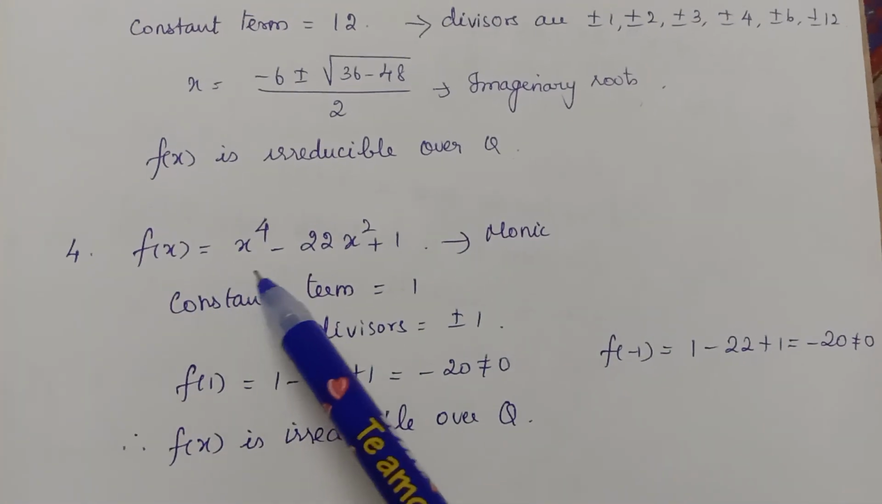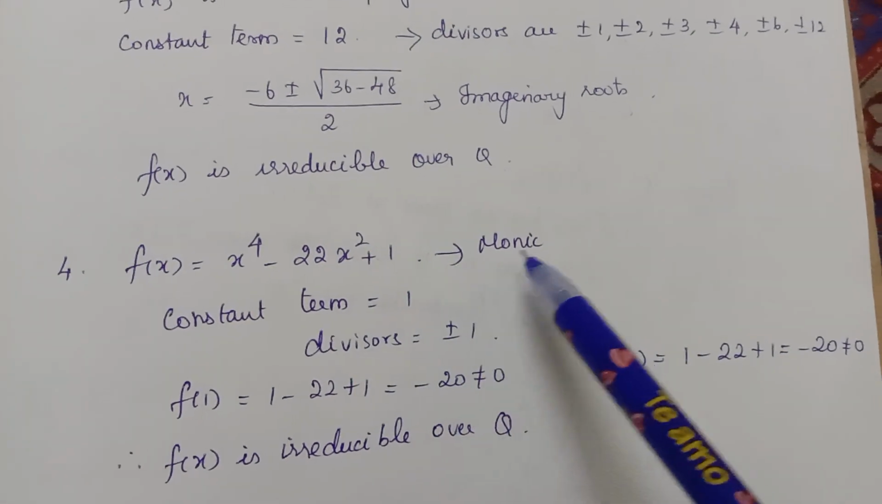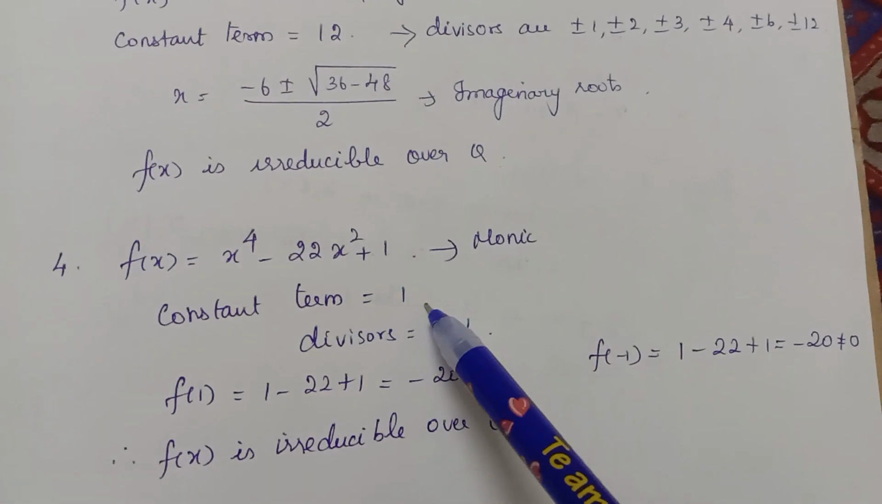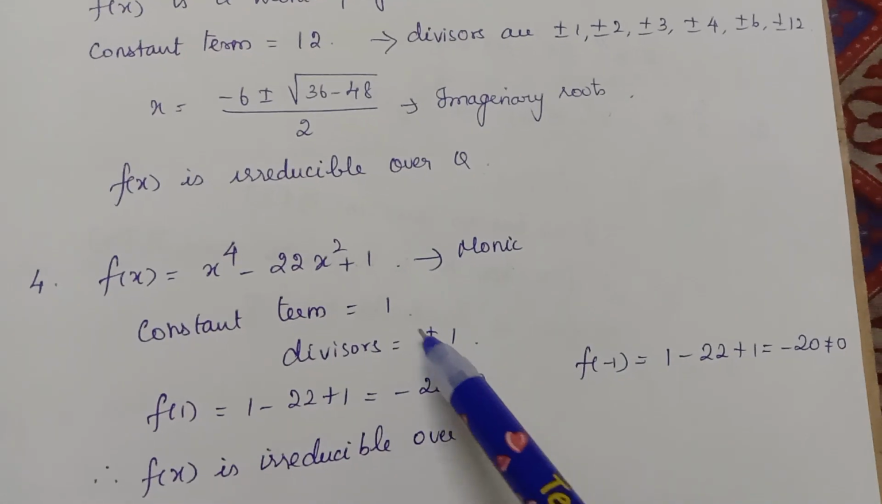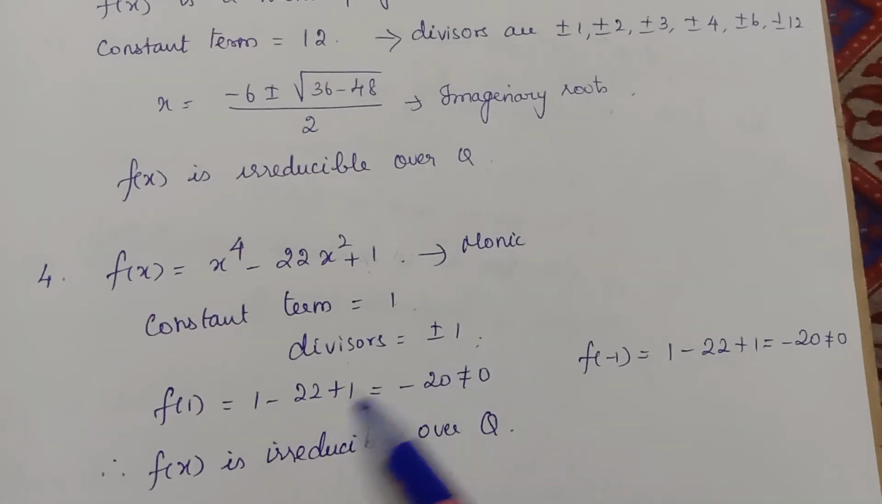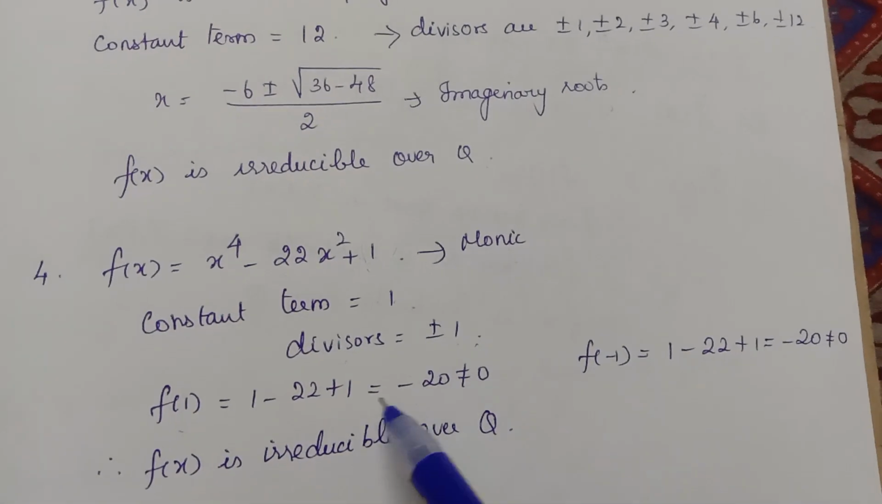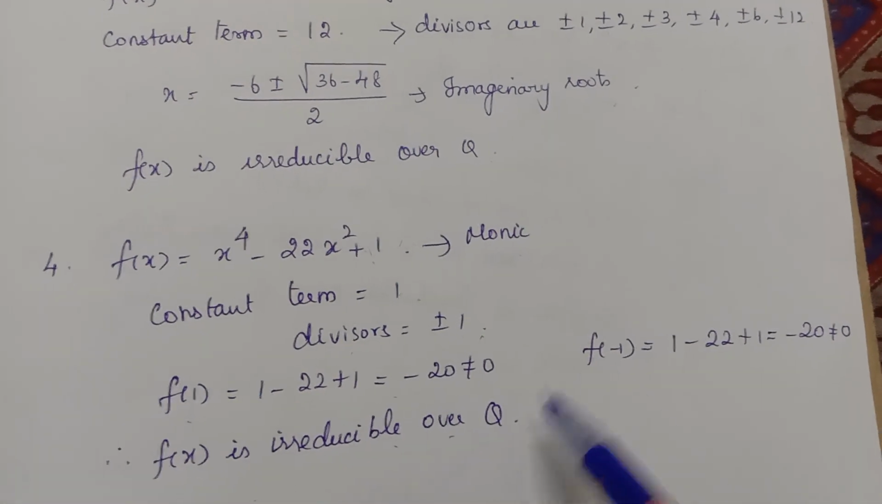Next one, f of x equal to x power 4 minus 22x square plus 1. This is a monic polynomial, no? And the constant term is equal to 1. So the roots can be either plus 1 or minus 1, because the root should be a divisor of this 1. If I check with plus 1 and minus 1, both are not equal to 0. So f of x is irreducible over Q.